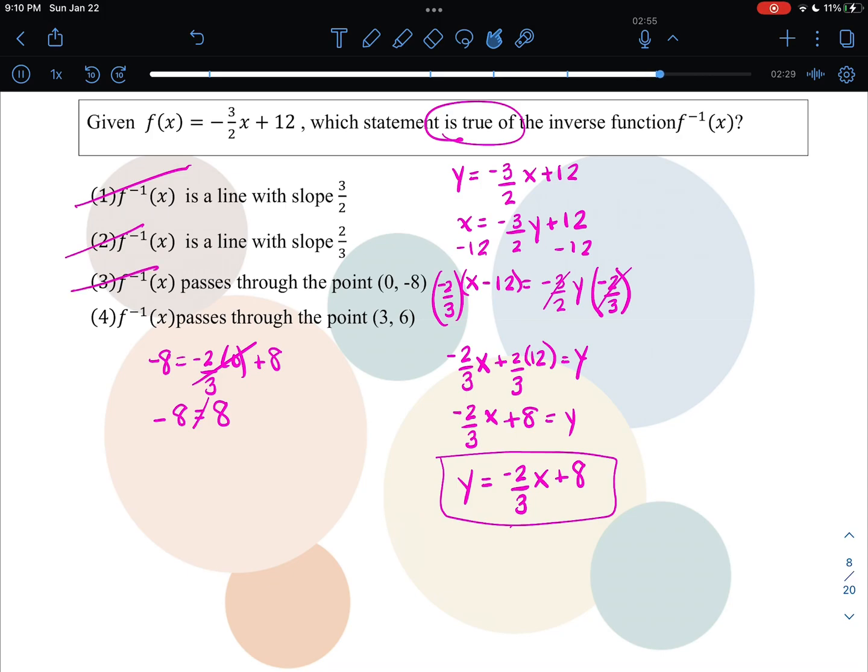I'm assuming it's my last one, but I'm going to double check to make sure. It's saying that my f inverse passes through the point (3, 6). Again, I'm going to put that into my inverse function. I get 6 equals negative 2/3 times 3 plus 8. This becomes 6 equals negative 2 plus 8. 6 equals 6. That does check out. Number 4 is my true statement. And I'm done.